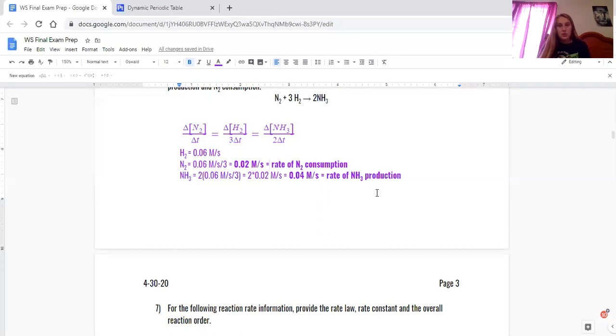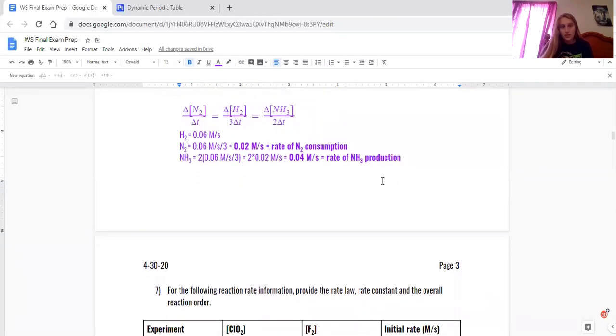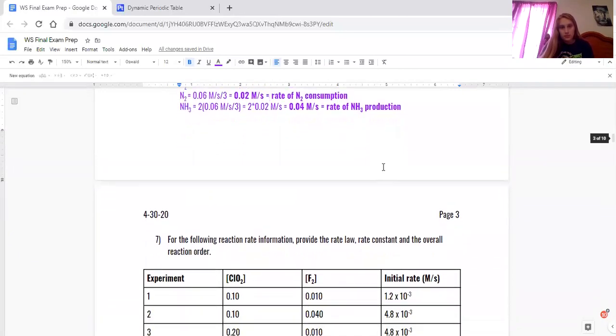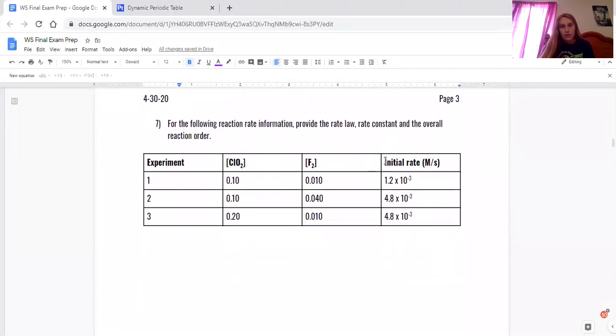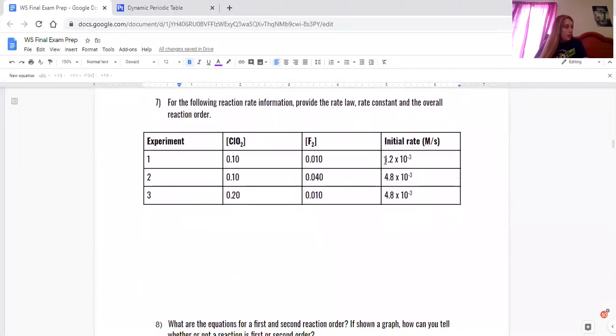All right, so we can go ahead and move on to number 7. For the following reaction rate information provided, find the rate law, rate constant, and overall reaction order. So we can go ahead and look at this. Let's look at them in order here.